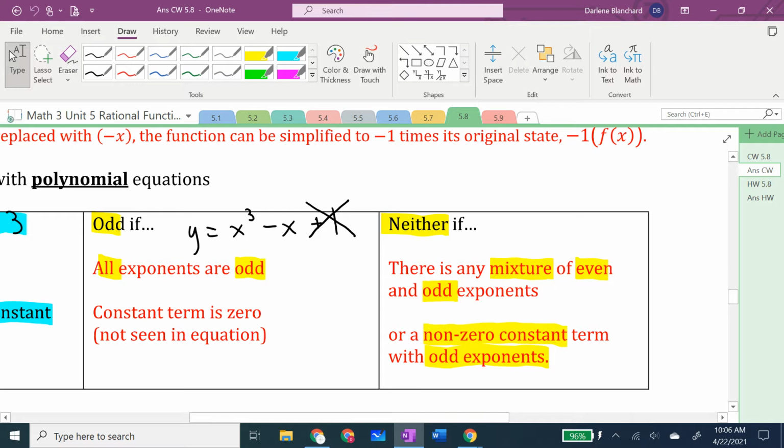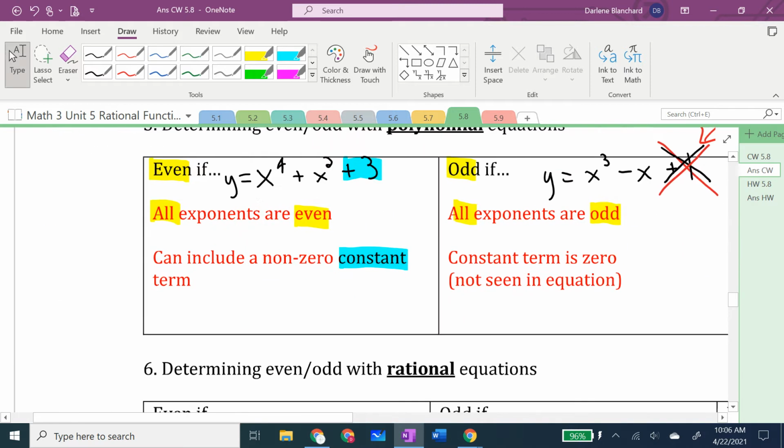Or if you have something that has all odd exponents, but there is a constant term, like we see right here, with that constant term, it falls into the neither category. To fall in the odd category, it cannot have that constant term. Now, what about rational functions? Rational functions are a polynomial over a polynomial.